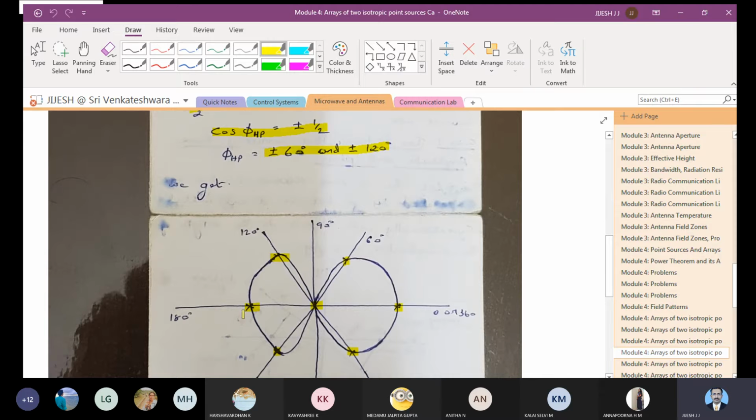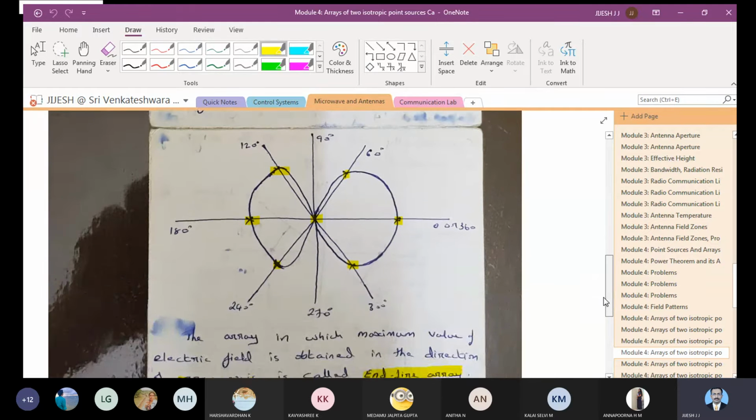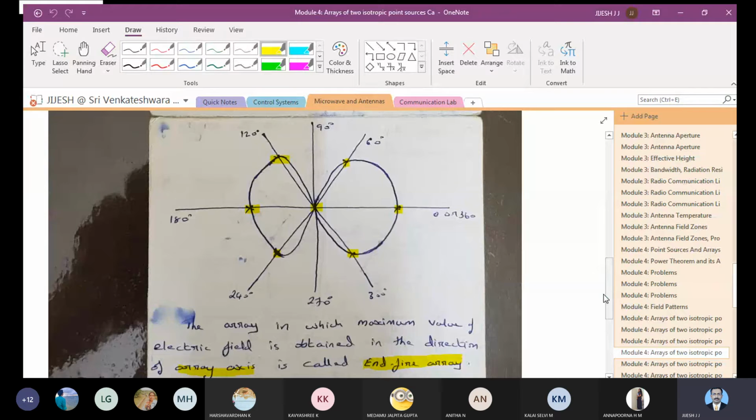At 90 you have to put the minimum. So at 90 you will have the minimum value, and at 60 you have half power points, and 120, minus 60, plus 60, and minus 120, plus or minus 120. All these points you can put as the half power points, and you need to connect them freehand. So you get this pattern. It is called the end fire array.